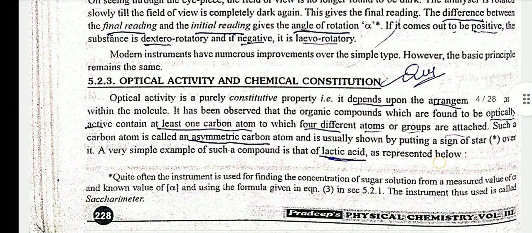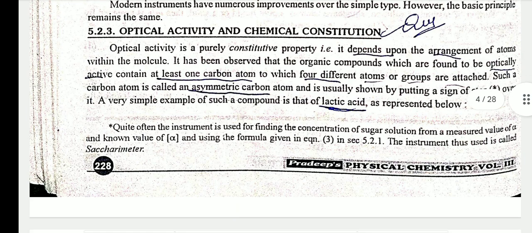Optical activity and constitution. Optical activity is a purely constitutive property, that is, it depends upon the arrangement of atoms within the molecule. It has been observed that the organic compounds which are found to be optically active contain at least one carbon atom to which four different atoms or groups are attached. Such a carbon atom is called an asymmetric carbon atom and is usually shown by putting a sign of star over it. A very simple example of such a compound is that of lactic acid.